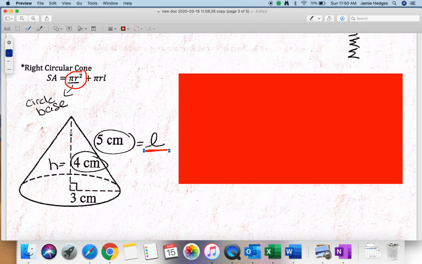Notice on this one, I gave you both the height and the lateral height. The height's what comes to the middle. I'm not going to use this one. It's going to be used for volume. The lateral height is going to be what's used for my surface area.